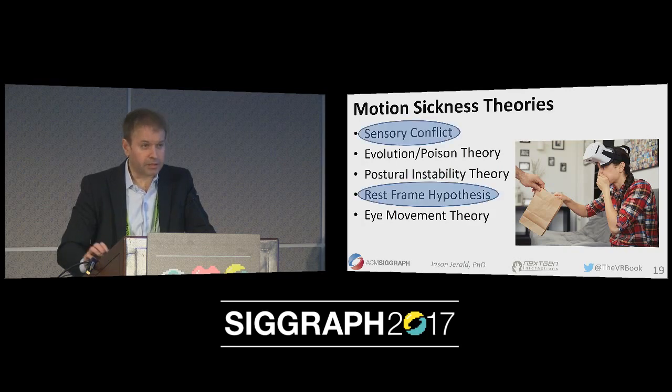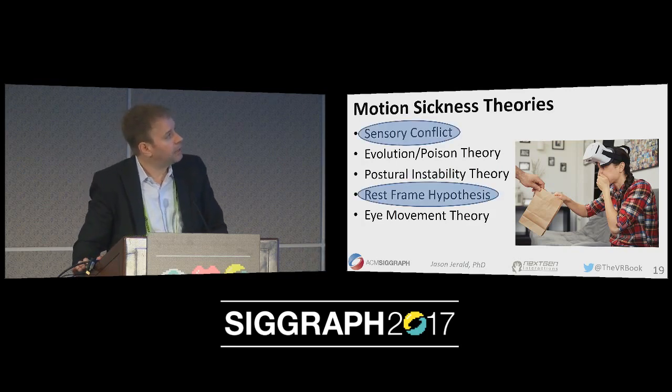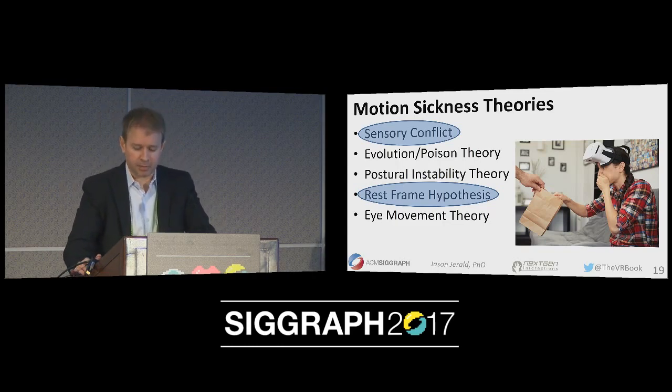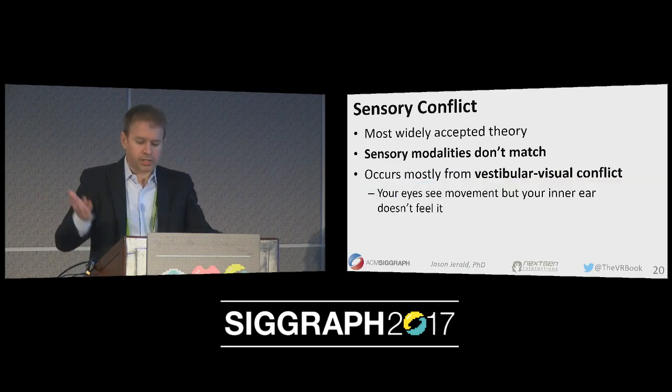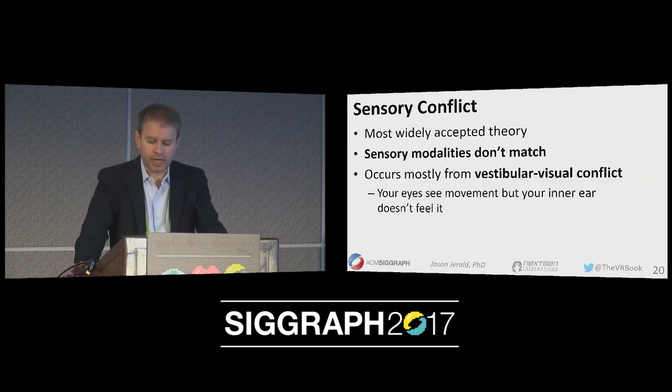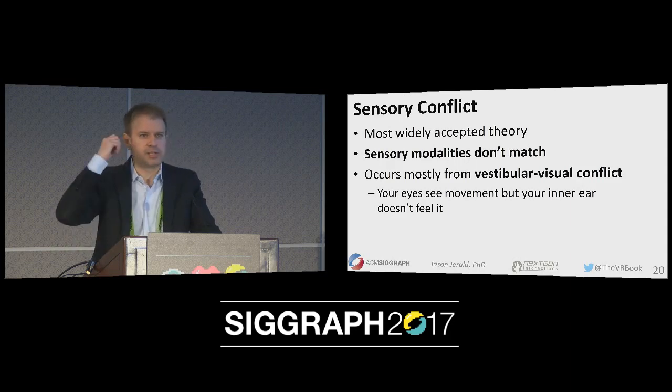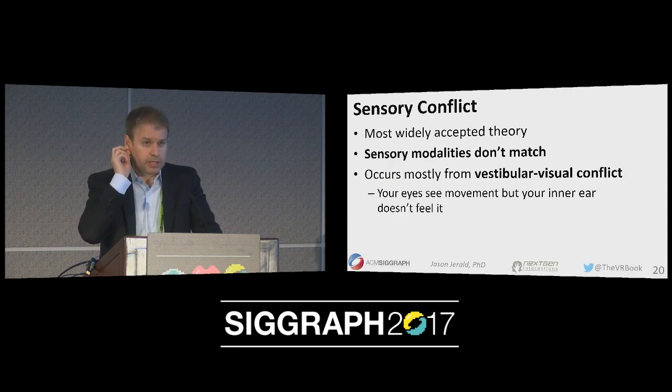Specifically the sensory conflict theory, which is kind of the most accepted theory of motion sickness, and then the rest frame hypothesis, which I have some examples I'll be showing of that. Okay, so sensory conflict, as I mentioned, is the most widely accepted explanation of motion sickness, and that's basically when the environment's altered in a way that doesn't match up with our information across sensory modalities, right? Our vestibular sense doesn't match our visual sense, for example. That's really the big problem.